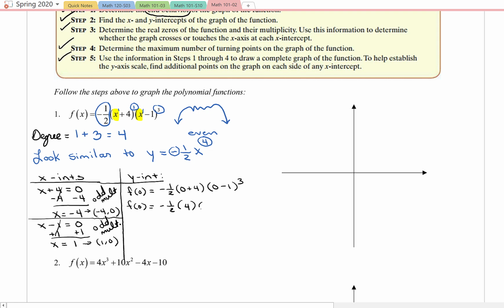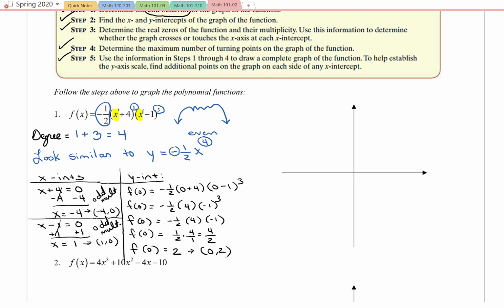We're going to get negative 1/2 times 4 times negative 1 raised to the third power. When you raise negative 1 to the third power, you're just going to get negative 1. And when you multiply all of this out, we're going to end up here with a positive 1/2 times 4, which is 4/2, which simplifies to 2. That means our y-intercept is going to be 0, 2. So we have found our intercepts.